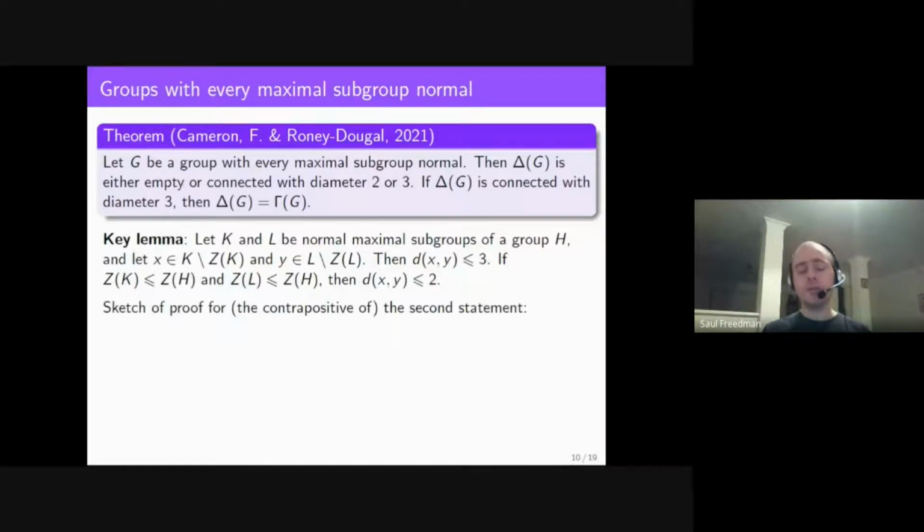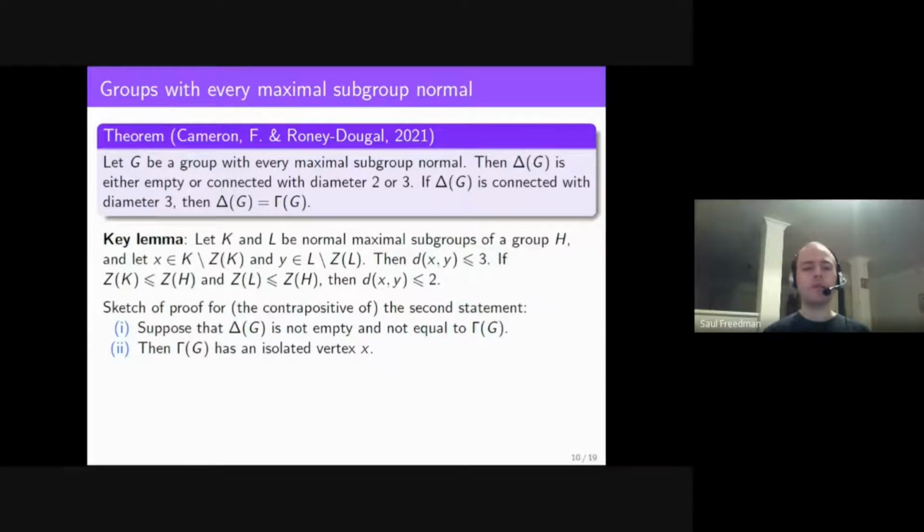So we'll assume that delta of G is not equal to gamma of G, and we want to prove that delta of G then is not connected with diameter 3. So that's the contrapositive of this final statement. So we may as well assume that delta of G is not empty, because otherwise we're done. And so then, because delta of G and gamma of G are not equal, this means that gamma of G has an isolated vertex X.